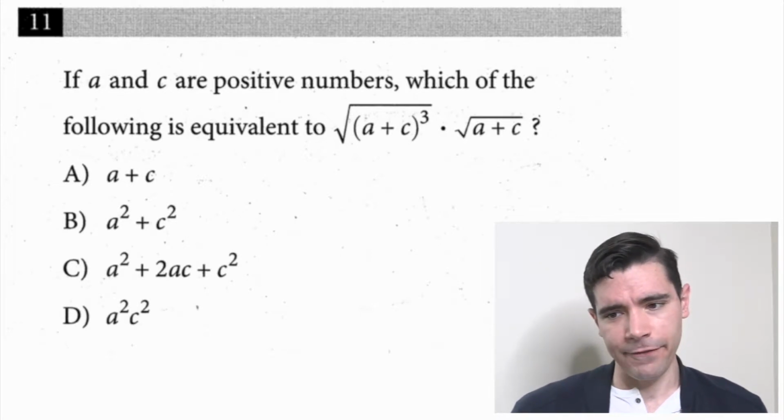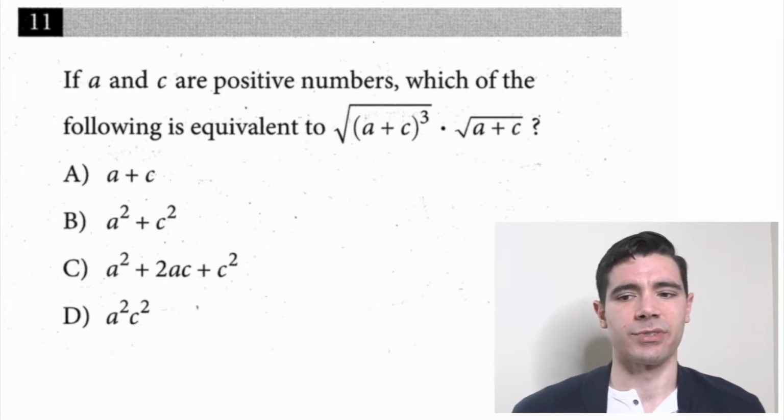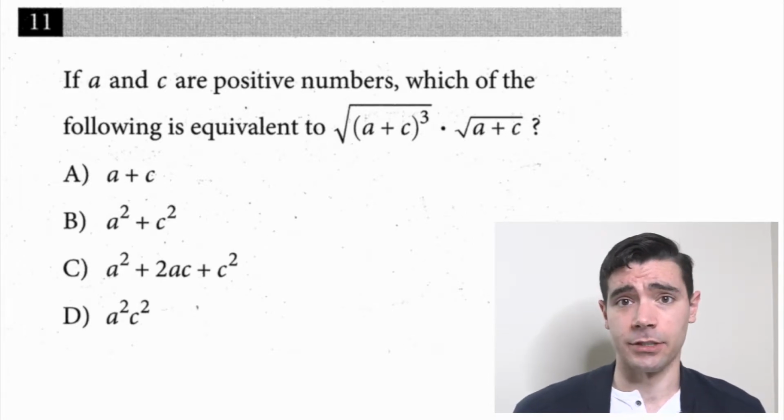It reads, if A and C are positive numbers, which of the following is equivalent to radical quantity A plus C cubed times radical A plus C? Damn, a lot of letters going on here. And I could do what I often do in this situation, which is choose my own values. But this one's actually pretty algebraically simple.